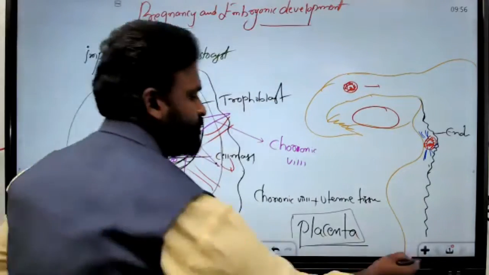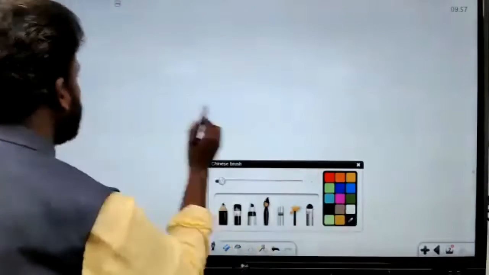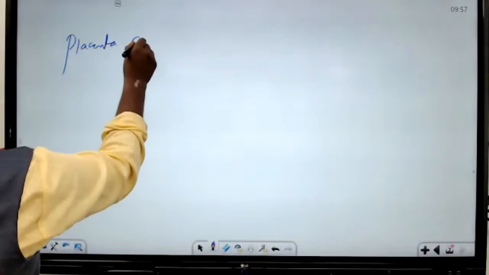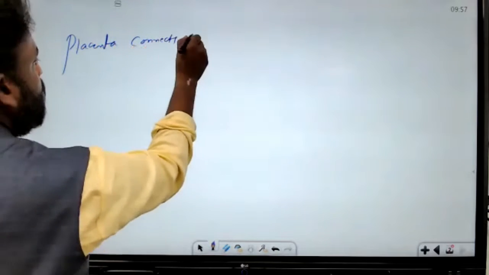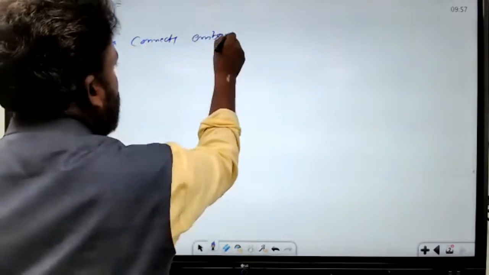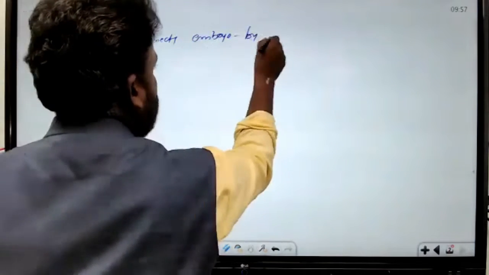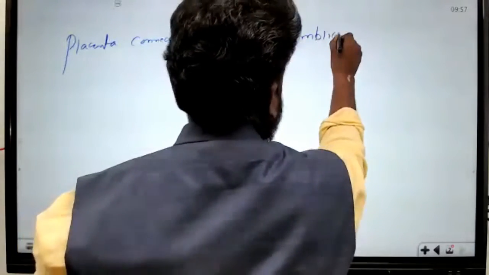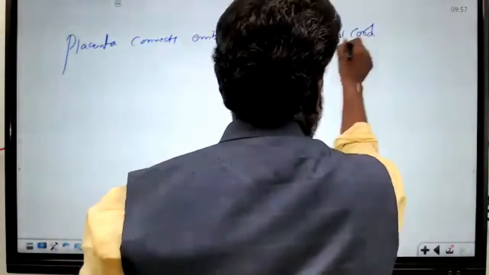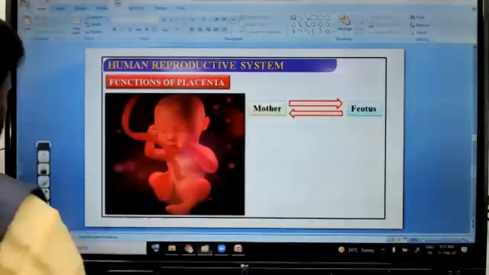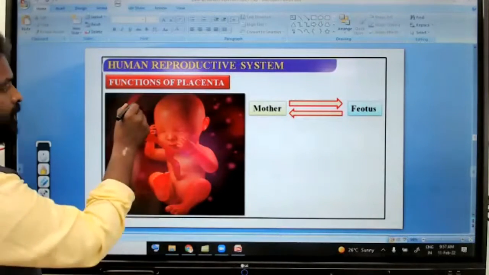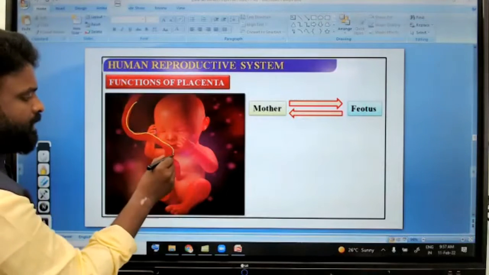The next one: placenta connects to the baby or embryo. The placenta connects to the embryo by a special cord-like structure called what? Umbilical cord. Make sense, kada? What is it here? Umbilical cord.